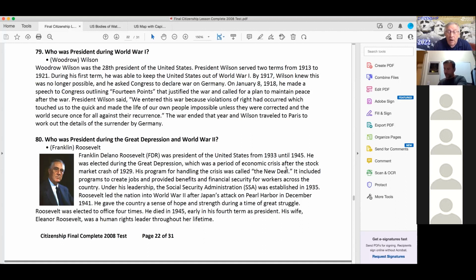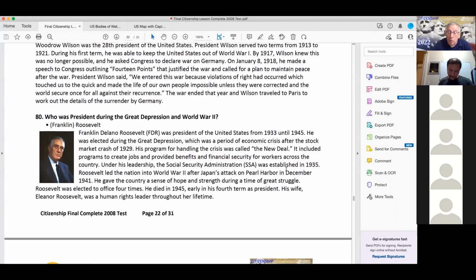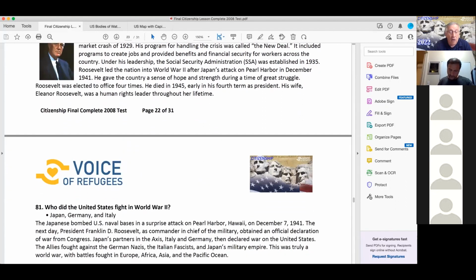Okay. Now, with Franklin Roosevelt, they won't ask you this question this way, but they may want to make sure that you understand things about him. So my suggestion would be you read the paragraph that says that he had what was called the New Deal. He started the Social Security Administration, and he was the president through almost all of the Second World War. So those are just some facts you may want to know. But the question is, what was his name? And I think all of you will remember that.